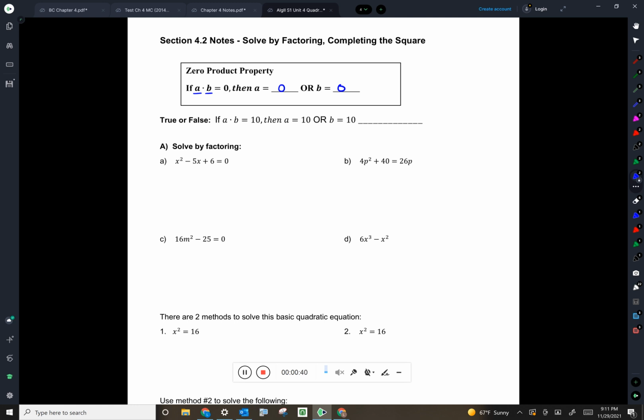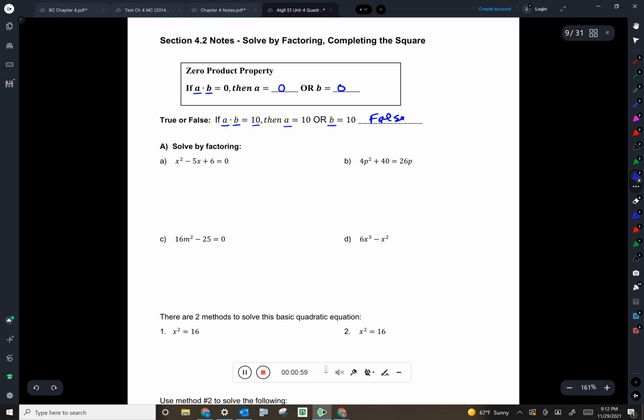So look at my true-false question. If you multiply two numbers, say a times b, and you know the answer is 10, can you say the same thing as we did above? Can you say that that means either the first number is 10 or the second number is 10? No, of course not. It's only true if it's equal to zero. So that's a big false.